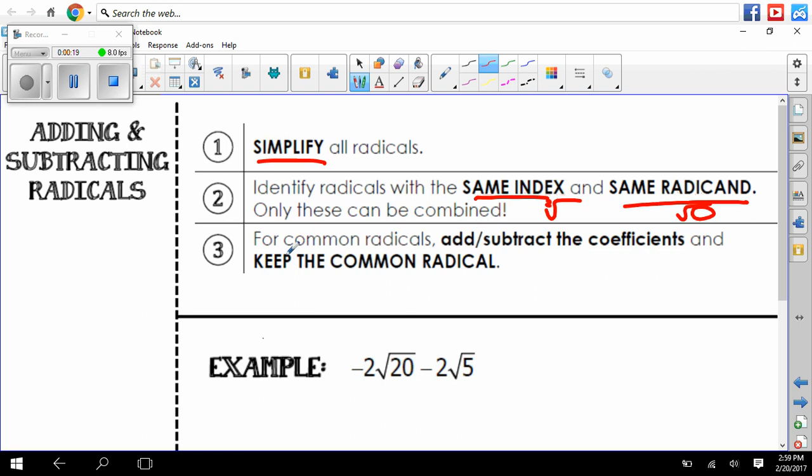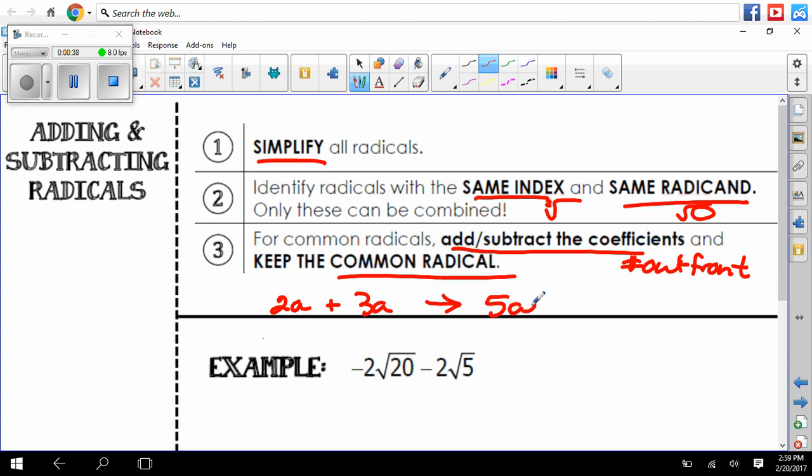So for common radicals, you add and subtract the coefficients of the numbers out front and keep the common radicals. Just like what we did with variables, I have 2a plus 3a and 5a. I just add the coefficients and keep the variable.